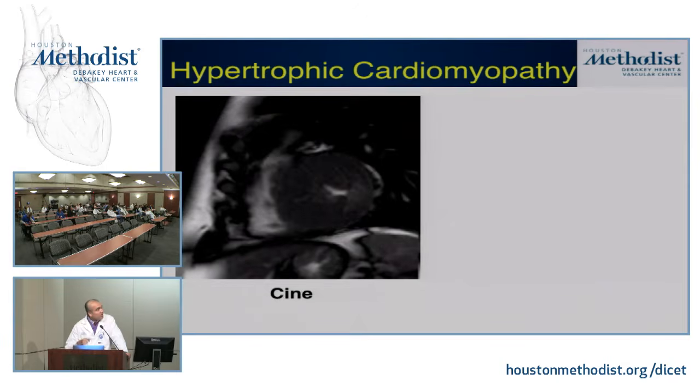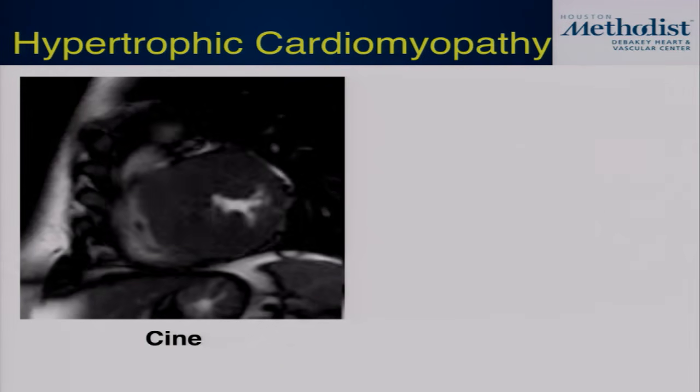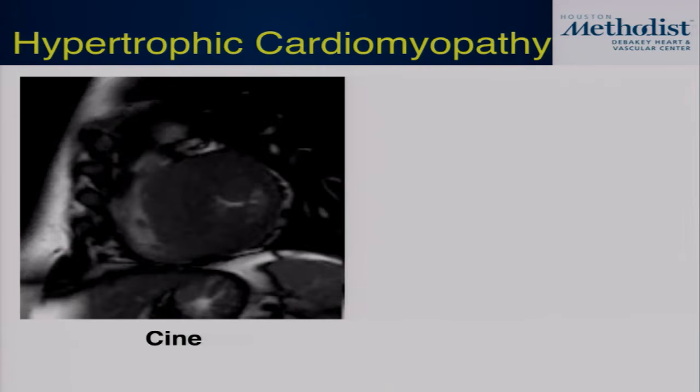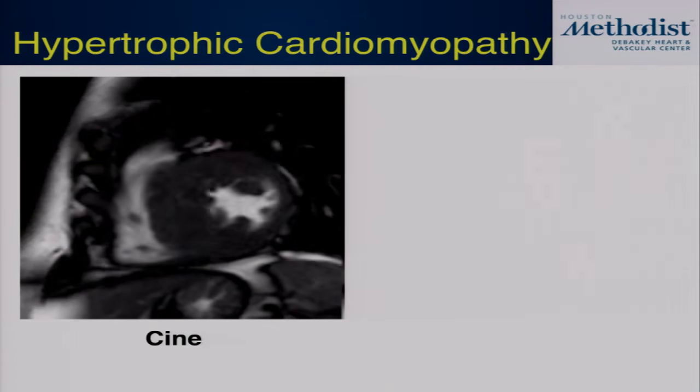Now, what about the more garden variety asymmetric HOCM? Obviously, CMR is going to be useful to identify hypertrophied segments and to look at the ejection fraction. In other talks, we'll talk about how we can use it to try to quantify the severity of the mitral regurgitation.